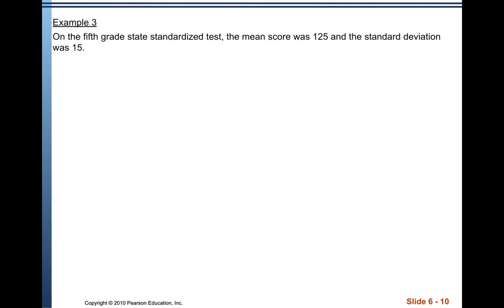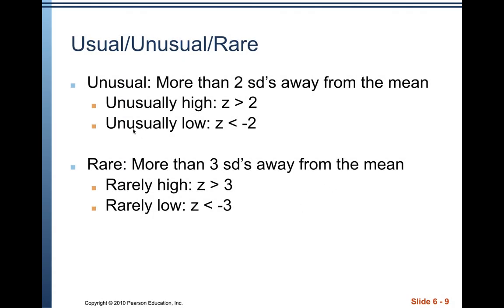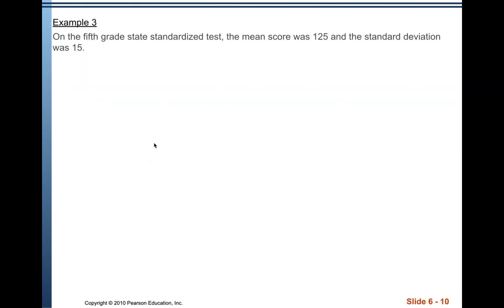So how will this work in an example? Here's the last example that we'll look at, and then we're done. On the 5th grade state standardized test, the mean score was 125 and the standard deviation was 15. What score would be considered unusually low? Remember, unusually low means the z-score is going to be less than -2, more than 2 standard deviations below.